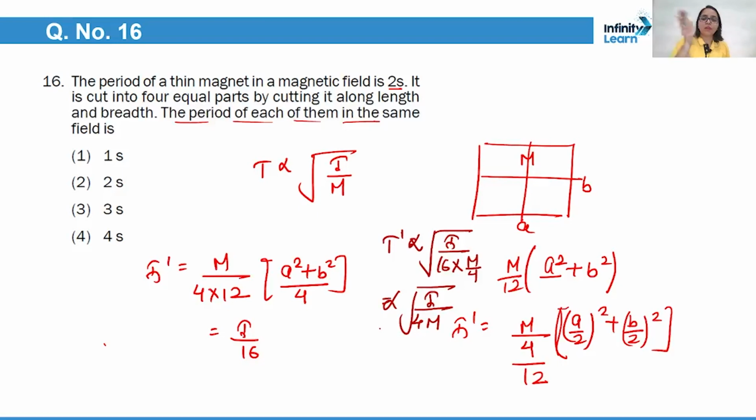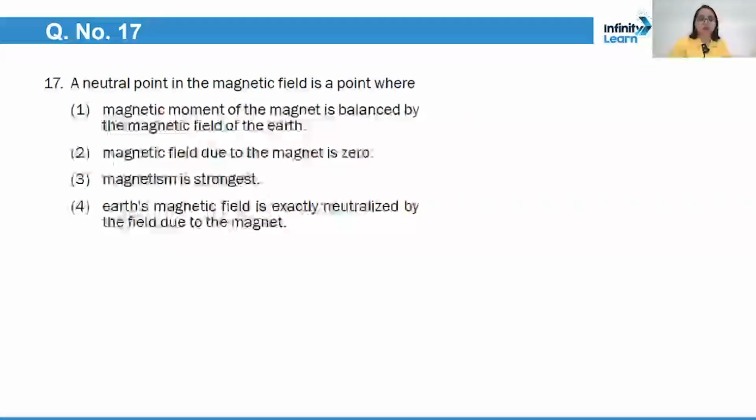You can take 4 outside, so T dash is directly proportional to 1 by 2 times under root of I upon m. Right, so over here you can see that the new time period is 1 by 2 times the previous time period, which is 1 by 2 into 2, and that is equal to 1 second. So correct answer is option 1.